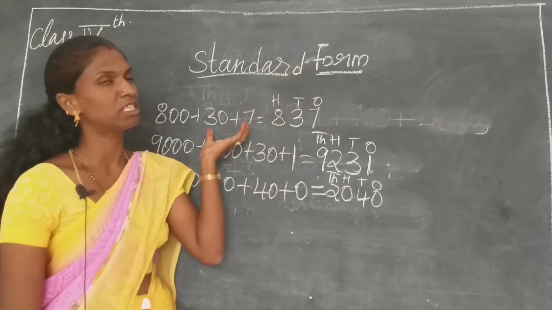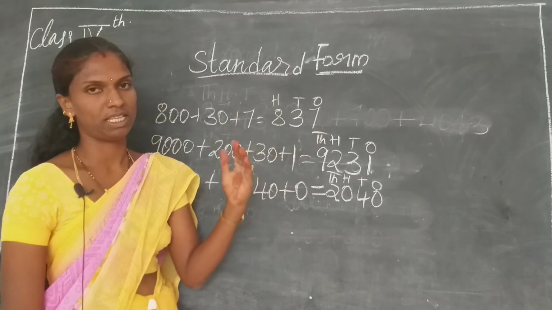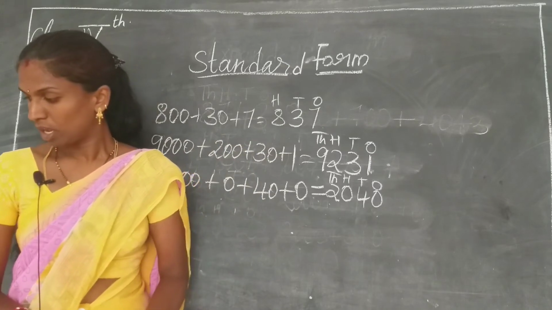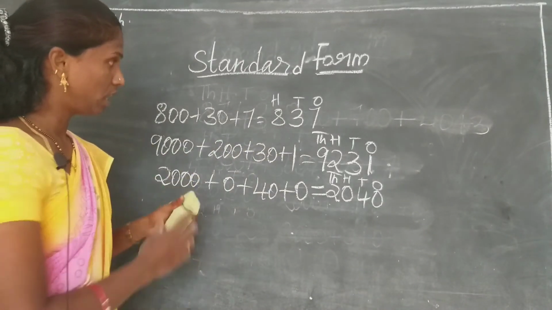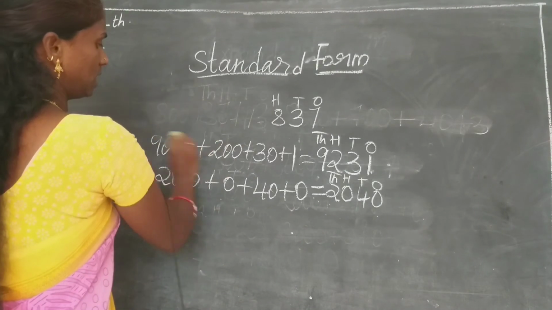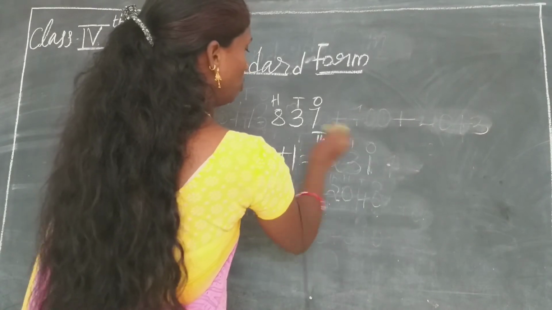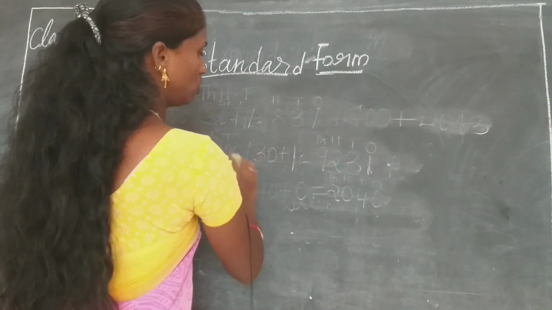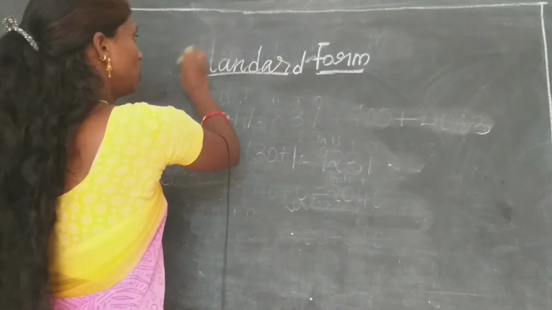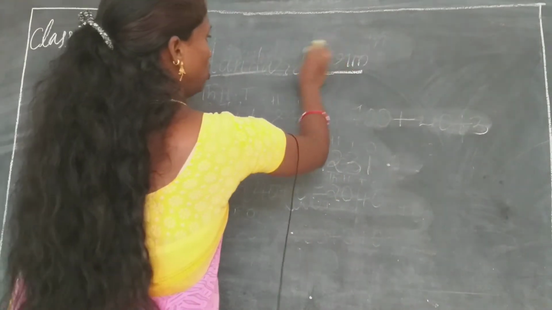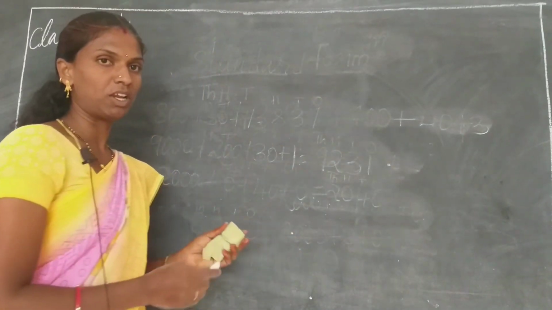Expanded form means we are expanding, we are elaborating the number. Standard form is as it is, we are writing the number in standard form. Okay, in your books you have these numbers. So you have to practice in your books. Take some more numbers and practice. In your textbook, if you buy the books, you have the same form. You write with pencil in your textbooks also. Did you understand standard form and expanded form?